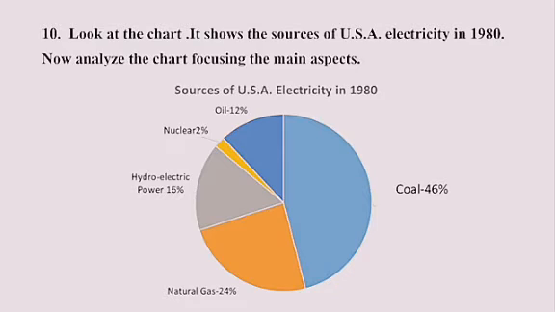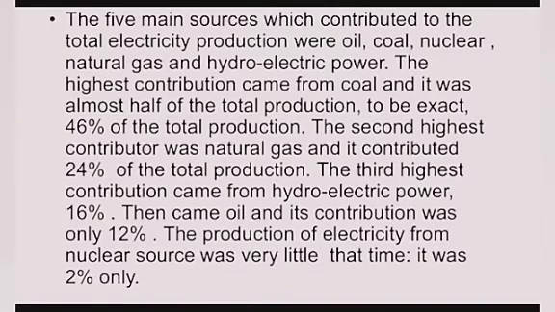Let us check the question again so that we don't make any mistake. And now we are going to explain or highlight all the data, the information that we find in the pie chart. The description could start in this way, and as the names of the contributors are very important, first of all we have mentioned their names. The 5 main sources which contributed to the total electricity production were oil, coal, nuclear, natural gas and hydroelectric power. 5 contributors have been mentioned in this place, and now, picking them up, we will highlight their contributions.